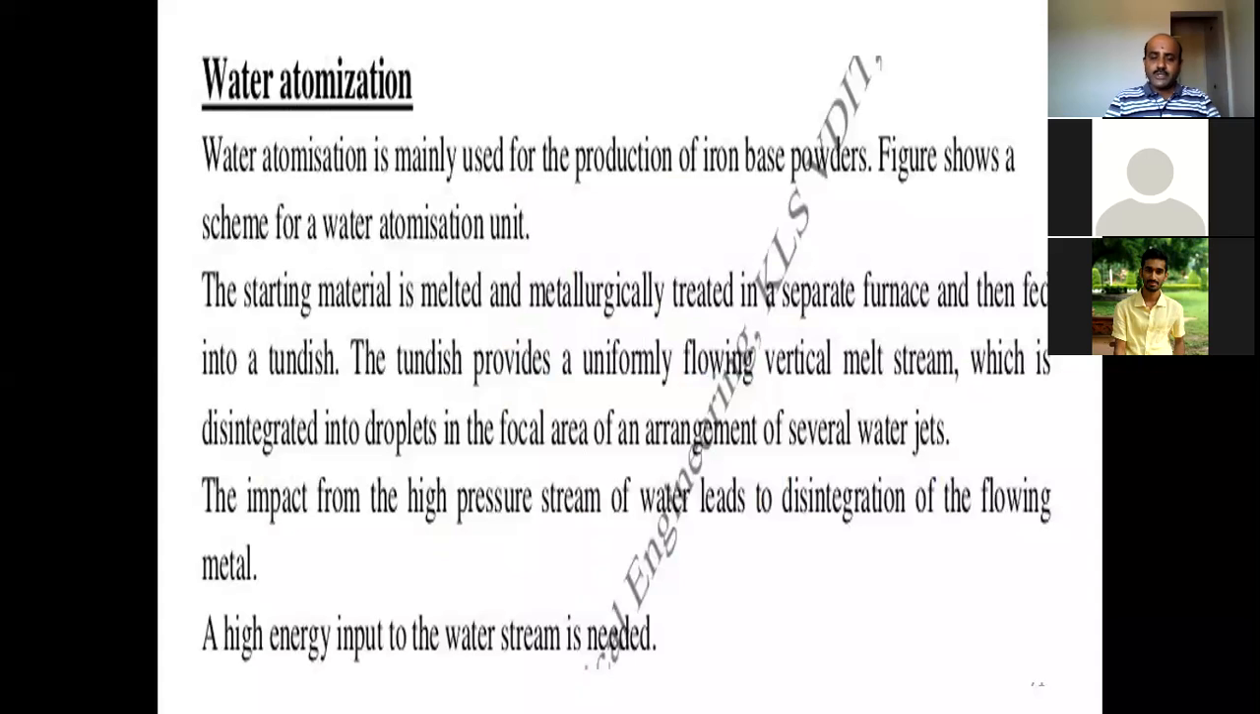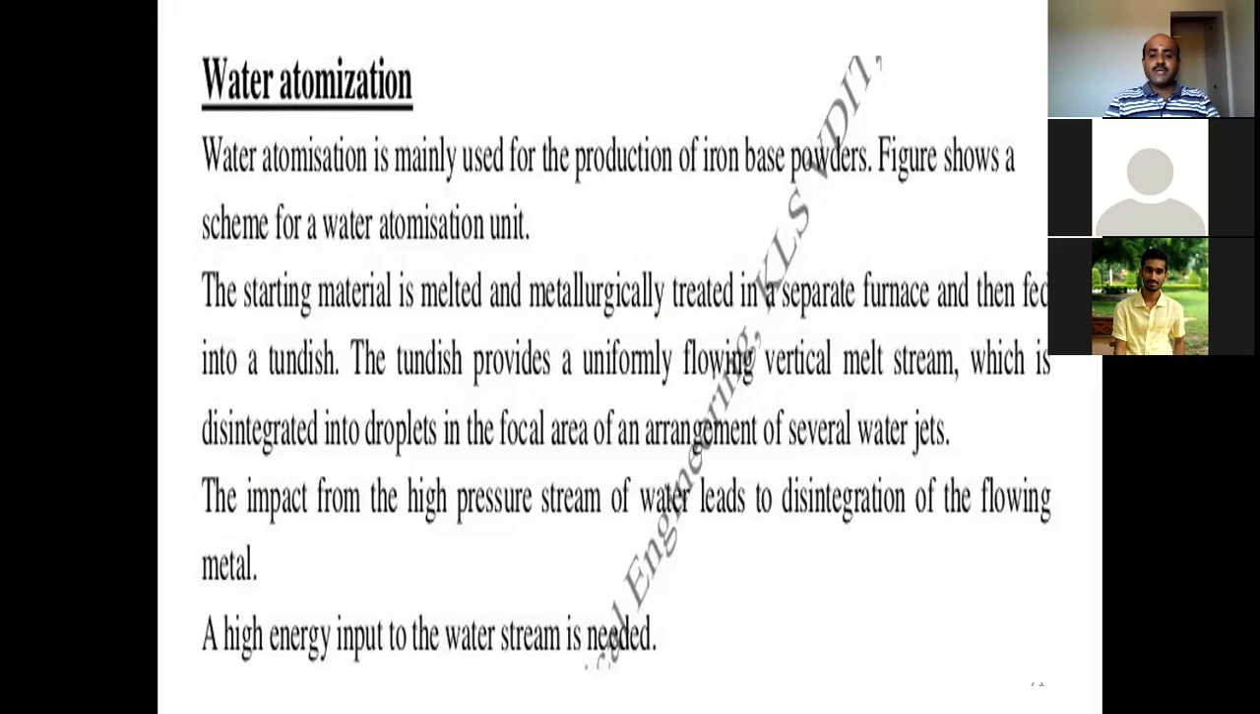The water atomization technique is specifically meant for iron-based powders. We have a sketch in the next slide. I will show that. The starting material is melted and metallurgically treated in a separate furnace, and then fed to the tundish. The tundish provides a uniformly flowing vertical melt stream, which is disintegrated into droplets in the focal area of the arrangement of several water jets.